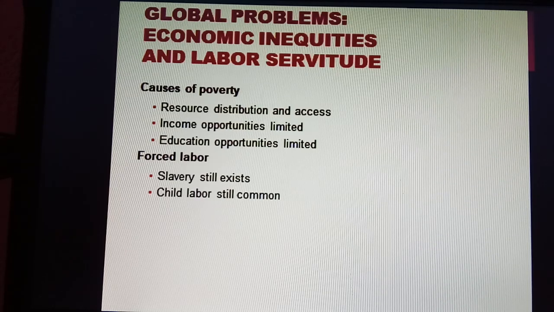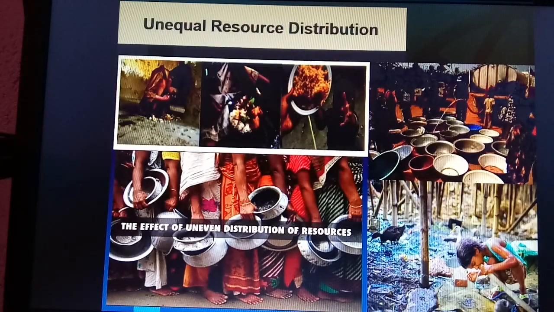For example, involuntary servitude: a person is compelled to render service, especially without pay, meaning you force a person to work even if it is against his or her will. Okay, so these are examples of these problems worldwide in terms of economic globalization. Unequal resource distribution: some have overflowing food. Even in fast food chains, for instance, even a little is left over, there is so much food wastage, but look at this, they are hungry.